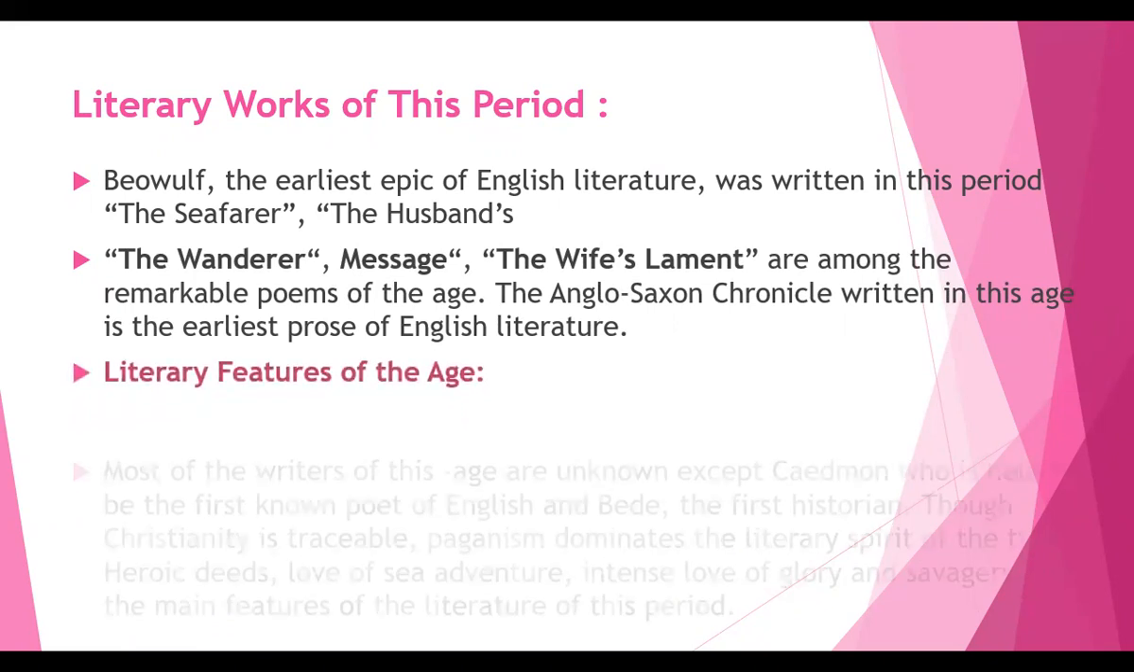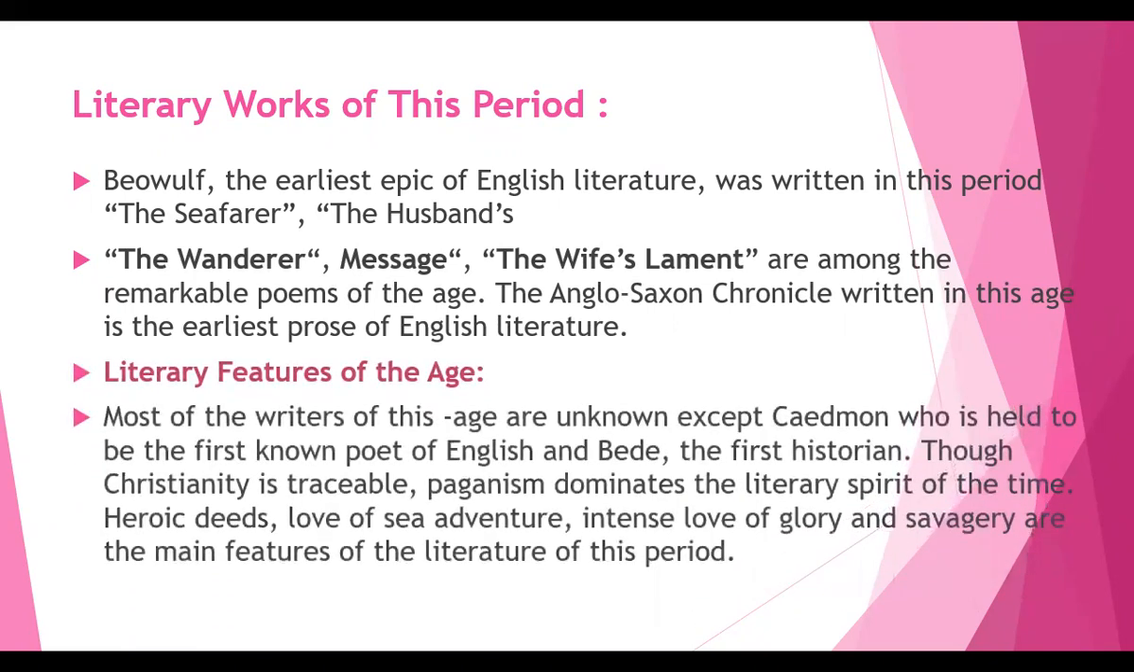And coming to the literary features of the age, most of the writers of this age are unknown except Caedmon, isn't it? Because generally, if something has been written by a poet, the name will be given. But in the Old English period, many things have been written by many authors, but their names have not been published anywhere. We are not familiar with the writers and the authors.